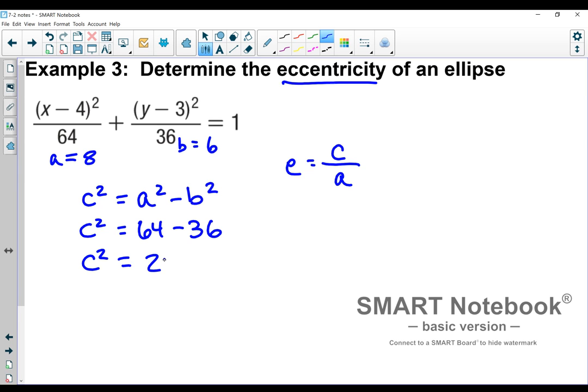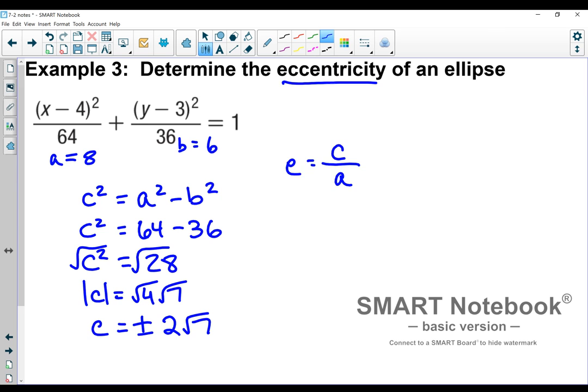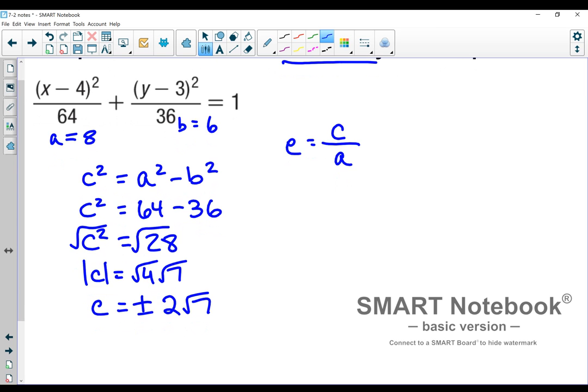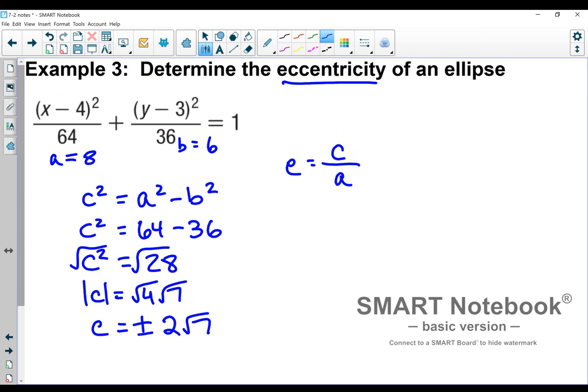64 minus 36 is 28. Take the square root. And so c is equal to plus or minus 2 square roots of 7. Really, we just need to worry about the positive here. So e will equal 2 square roots of 7 for c, divided by 8 for a. And so this is approximately 0.66. I always like to divide them out and make sure I really have a number between 0 and 1, because that's what I'm expecting.